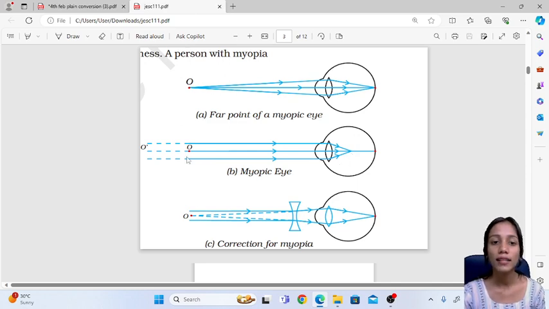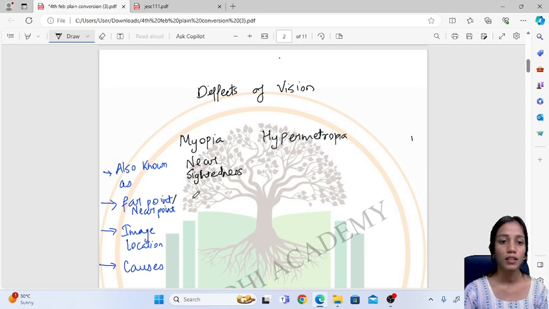So the major thing happening over here is that the far point of the eye has receded, the far point of the eye is nearer than infinity. So the second thing which we need to know is the far point of the myopic eye is nearer than infinity.